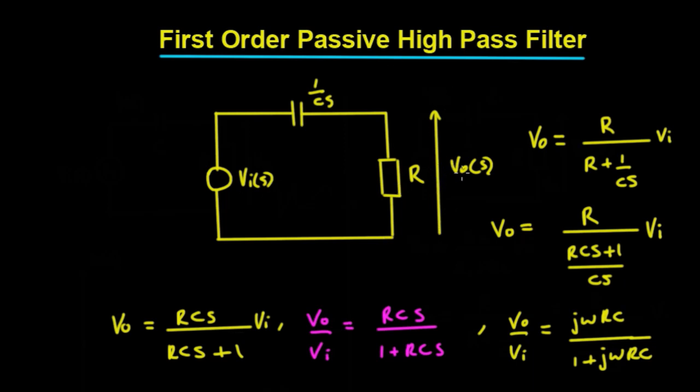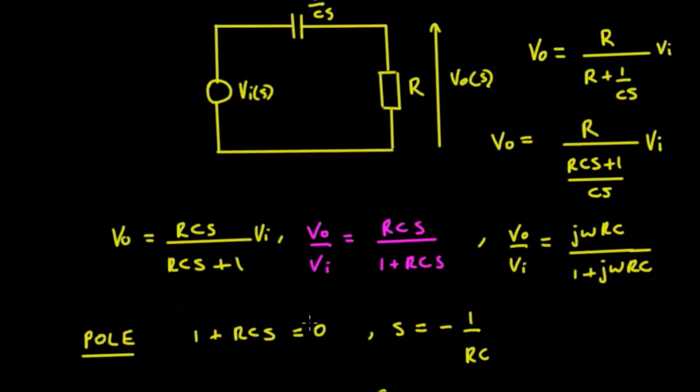across the resistor there. So we can say that V out is equal to the resistance divided by the sum of R plus 1 upon CS. We've seen that in the previous videos, and if we do a little bit of algebra and shuffle it around, we get V out upon V in is equal to RCS upon 1 plus RCS, and this is a high pass filter.